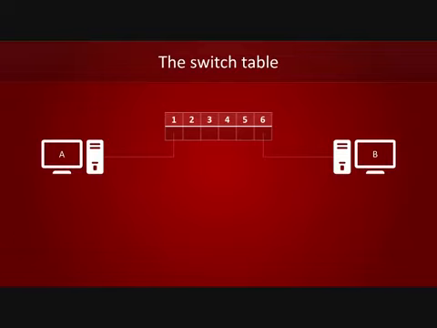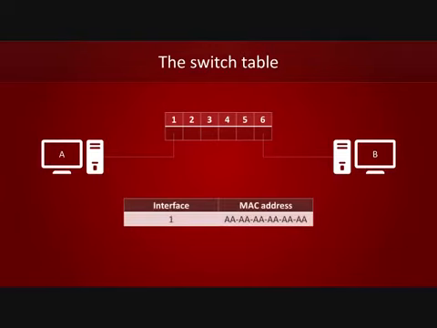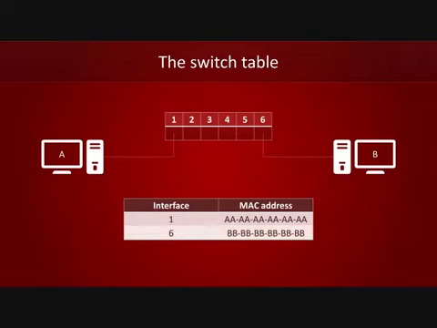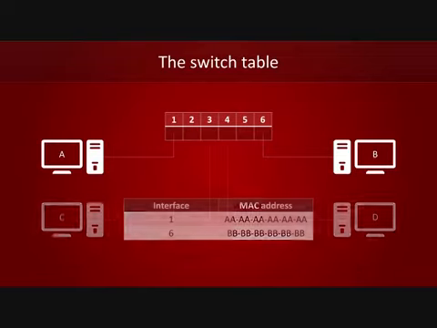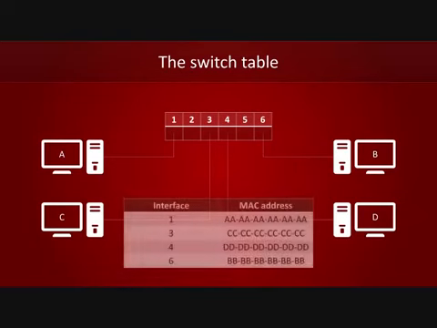If computer A has a MAC address of 6 times AA, then the switch will know that the computer with that MAC address can be reached on interface 1. In addition, we know that computer B, which has a MAC address of 6 times BB, can be found on interface 6. All this information will go into the switch table. Now, for this example, I will add 2 more computers. Computer C is hooked up to port 3, and computer D is hooked up to port 4. We have our network now.